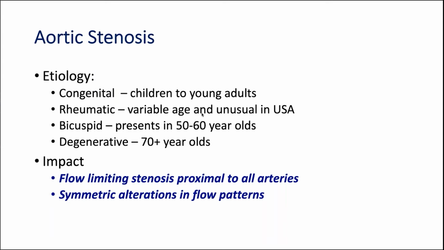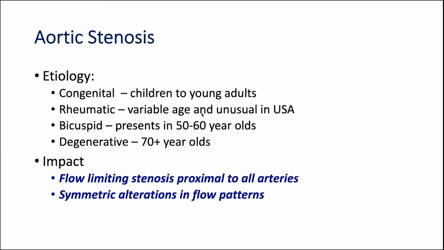In some cases, it's congenital. Rheumatic disease is prevalent in some areas of the world, less so in others, and will present with aortic stenosis at different ages. The bicuspid valve, which is an anatomic anomaly, usually presents with stenosis in the 50s and 60s, and degenerative disease, often calcification of aortic valves, happens in older folks.